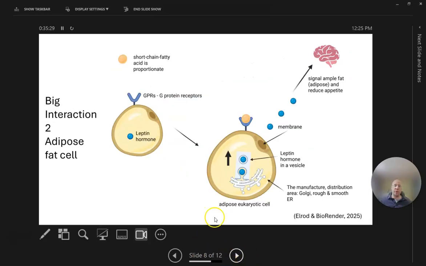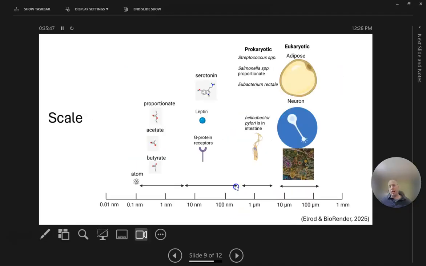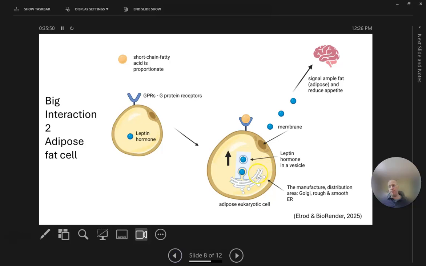Big interaction two is adipose tissue. Your short chain fatty acid, propionate, is going to bind to the receptor. That binding indicates to the eukaryotic cell to produce more leptin. As the production of leptin goes up, that is your manufacturing and distribution area, your Golgi and rough and smooth ER. It's going to ship leptin out in vesicles right here through the membrane. Those are signals that there's enough fat in the body to reduce appetite.